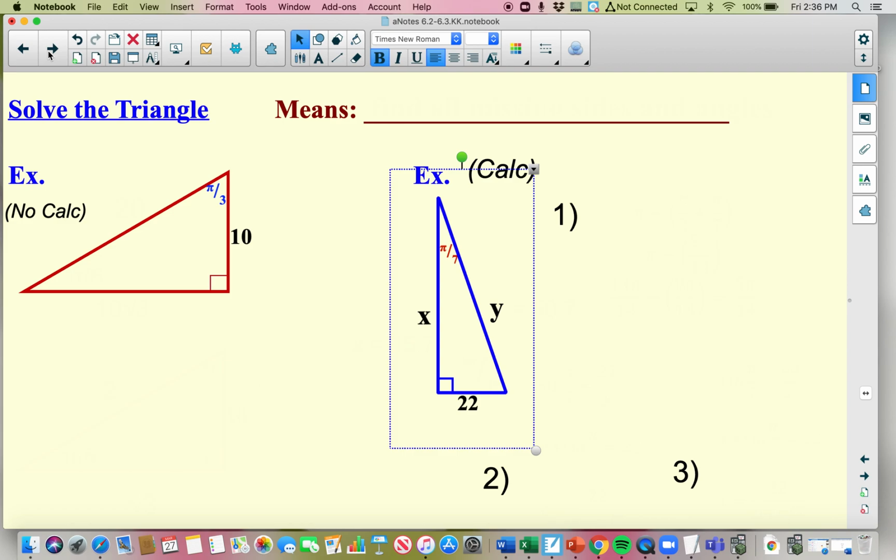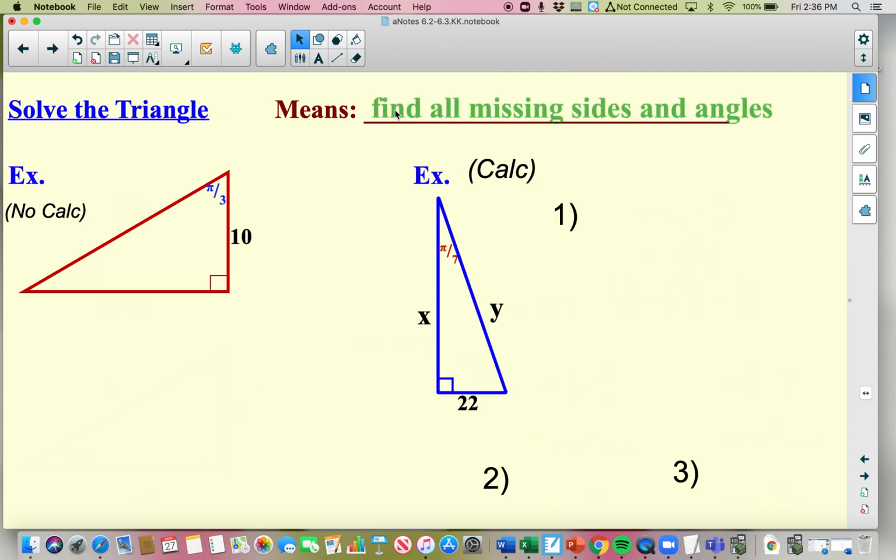You will be using those identities to solve various triangles, and probably the first thing you notice about these triangles is the angles are in radians instead of degrees. It does not change how you solve a triangle, so please remind yourself when you're asked to solve a triangle, you're just finding all of the missing sides and all of the missing angles. So looking at this first example, you're given one angle is pi over 3. In parentheses, I put no calculator because you should be able to recognize that this is a special right triangle.